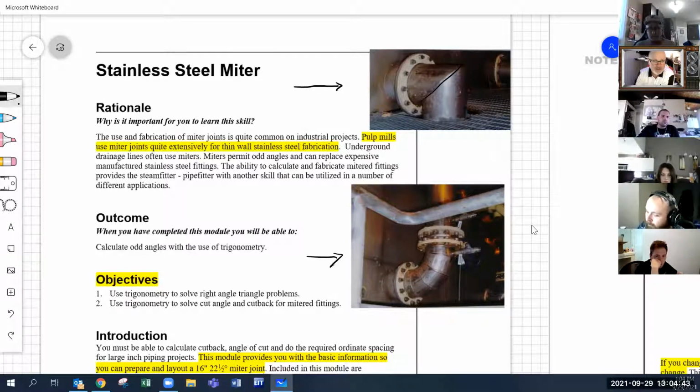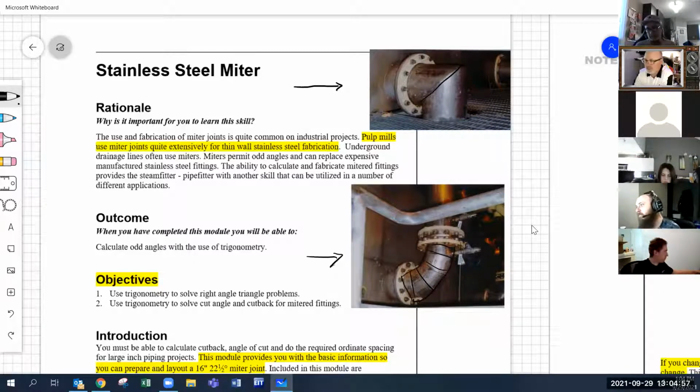This one down here shows a one, two, three, four, five or four miter project, as they sometimes just have to fabricate elbows. And we use trigonometry to get to all of our numbers, is really what it is. Well, miters actually permit odd angles and can replace expensive stainless steel fittings. And this is why they want us to use these, but it's more for steam fitter pipe fitters.